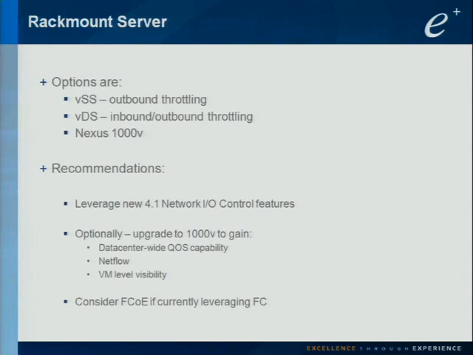My recommendation, I like the options of traffic prioritization. So if you've got distributed vSwitch, I highly recommend leveraging that. And I'm also a fan of the 1000V to give you that VM-level visibility and also NetFlow capabilities and quality of service throughout the data center. And I'm really impressed with what I'm seeing with FCoE. If you're using Fibre Channel and you're building out a net new environment, you might want to consider FCoE. It's not a lot of complexity or change to your environment. You can reduce those cable ports a little bit further.